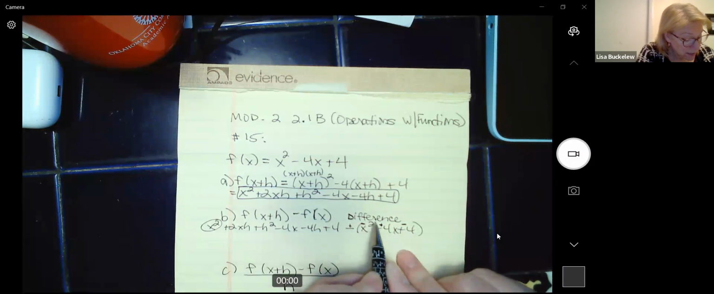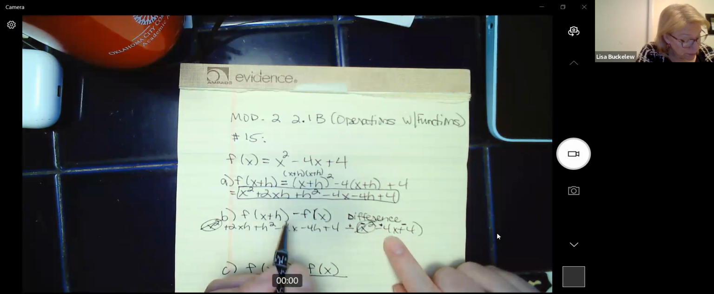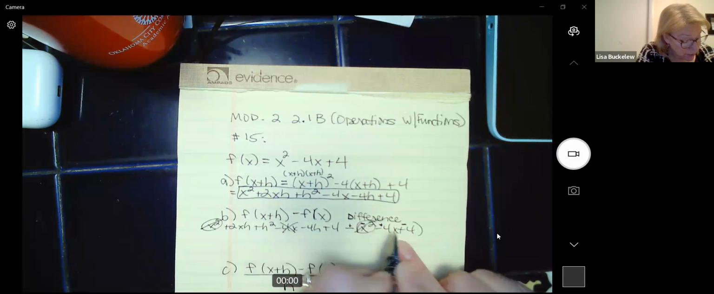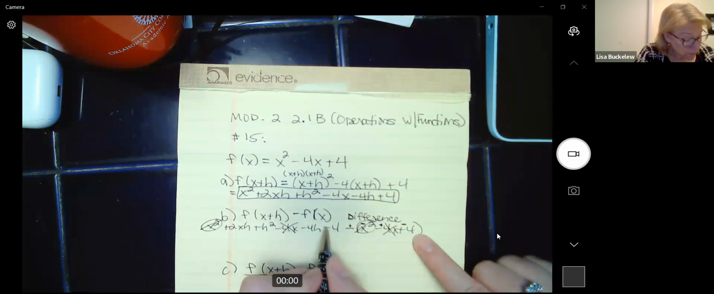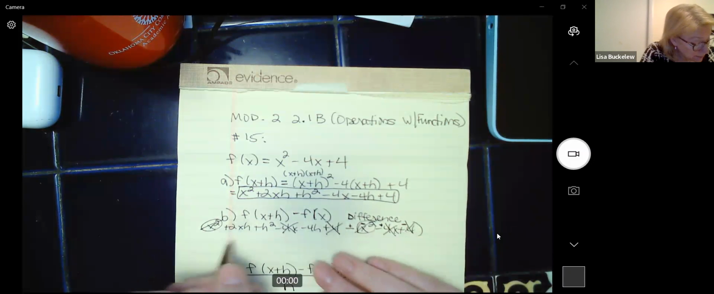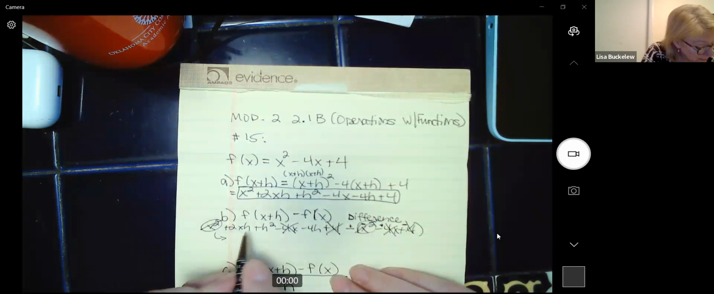There's x squared and negative x squared; they cancel out. Look here, there's a minus 4x and a plus 4x. Those cancel out. And then we also have a constant term. There's a plus 4 and a negative 4, so those cancel out. So now let me bring down what else I have here that hasn't canceled out.